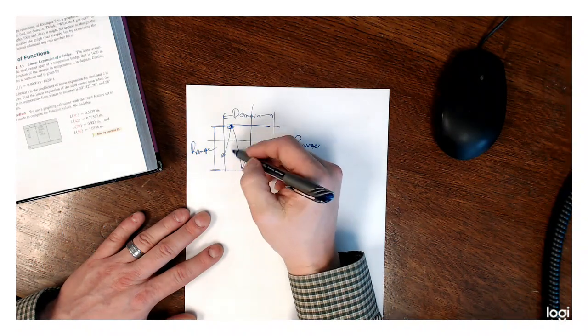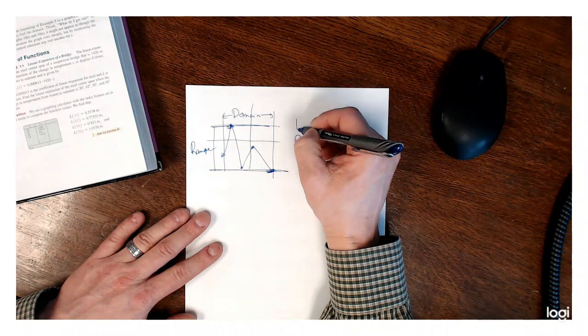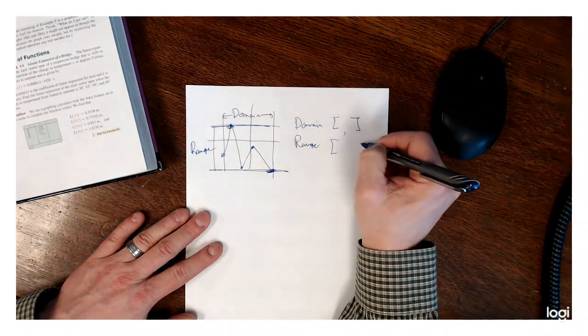And if they give you coordinate points for these, then you could just list those coordinate points. And so your domain and your range would be bracketed sets of numbers.